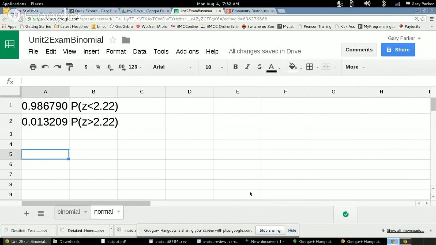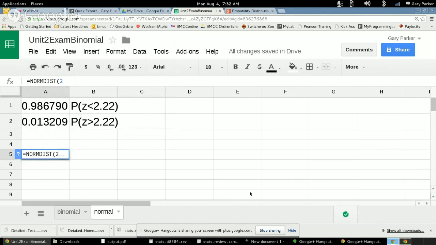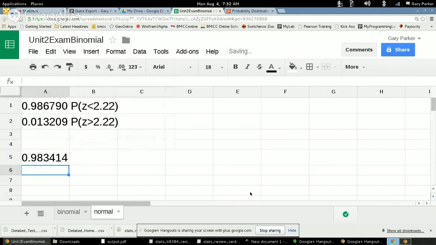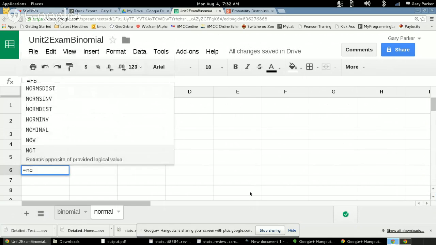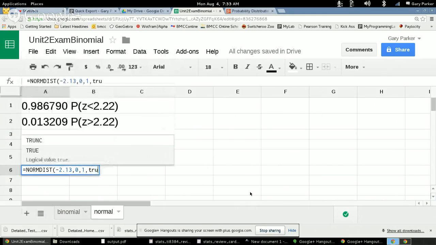So first I want to find normal distribution. Let's see, from positive 2.13, mean of 0, standard deviation of 1. And then I want to subtract from that the next probability, negative 2.13. Norm dist, in Excel, remember it's norm dot dist. The syntax is the same. It's going to be the x value, negative 2.13, comma 0, comma 1, comma 1.